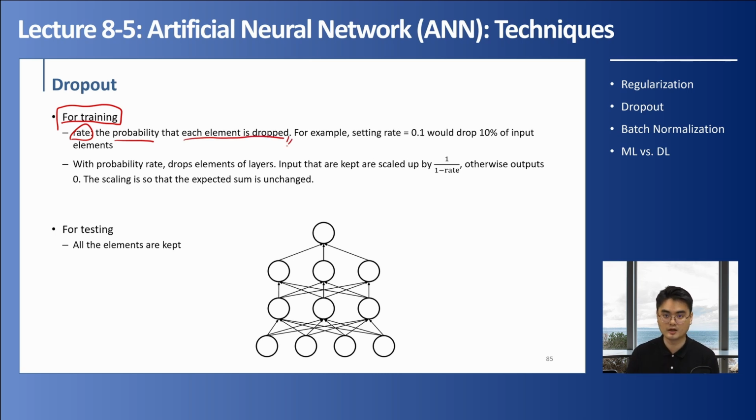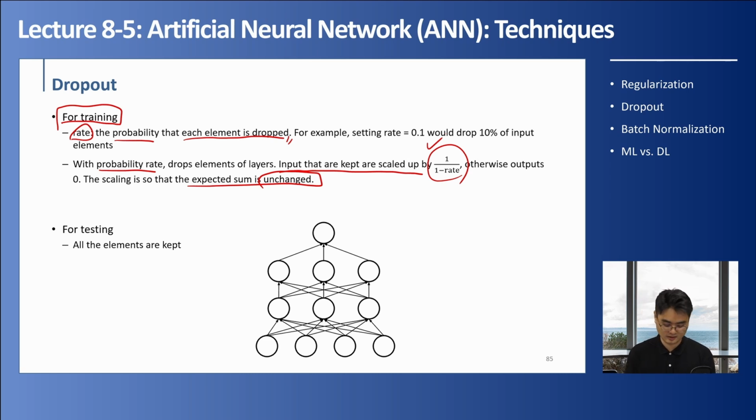So depending on this rate, the probability of dropping out an element will be determined. With this probability rate, one important thing that we need to do in the training stage is to scale the inputs by 1 divided by 1 minus rate. By using this scaling, we can make the expected sum unchanged, so we're going to have consistent predictions.